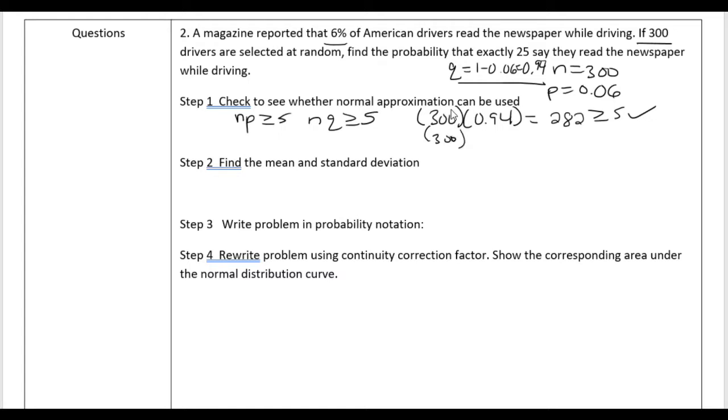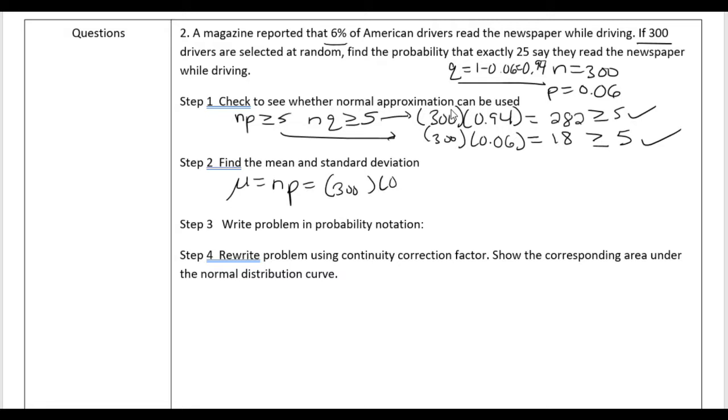That's for the nq. Now we're going to do the np. 300 times 0.06, which is 18, which is greater than or equal to 5, so that checks out. All right, so that means we can proceed. So in step 2, find the mean and standard deviation. We're going to use the formula for the mean, which we already calculated. That was 300 times 0.06, which is 18.